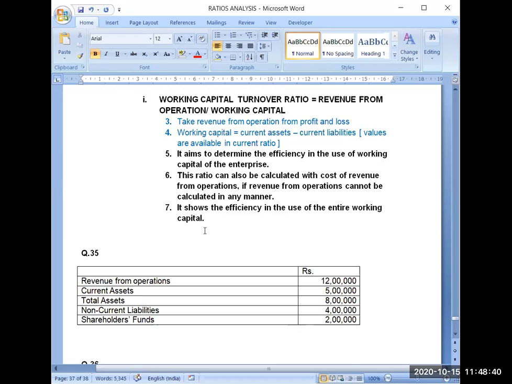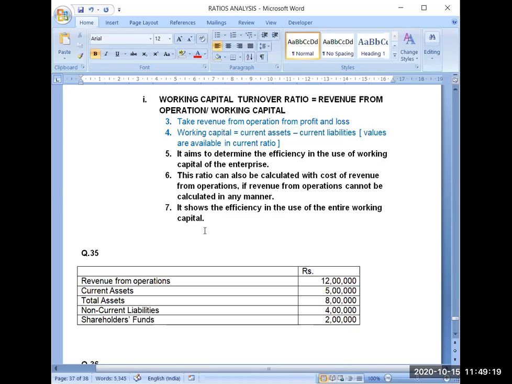In the first formula, when we started the ratio analysis, I told you that there is a ratio called current ratio. Current ratio is also called working capital ratio. At that time, I also warned you not to get confused between working capital ratio and working capital turnover ratio. Working capital ratio is current ratio, that is current assets upon current liabilities. However, working capital turnover ratio is revenue from operations upon working capital. So in examinations, be particular about the terms used.